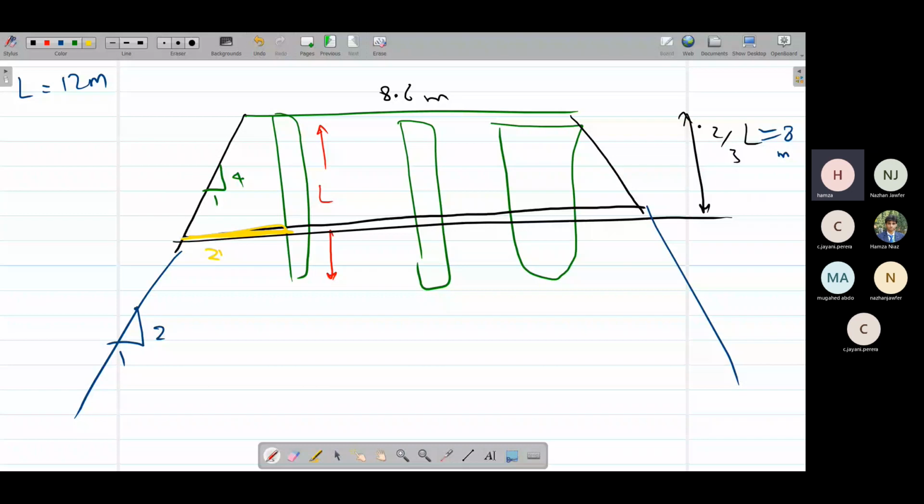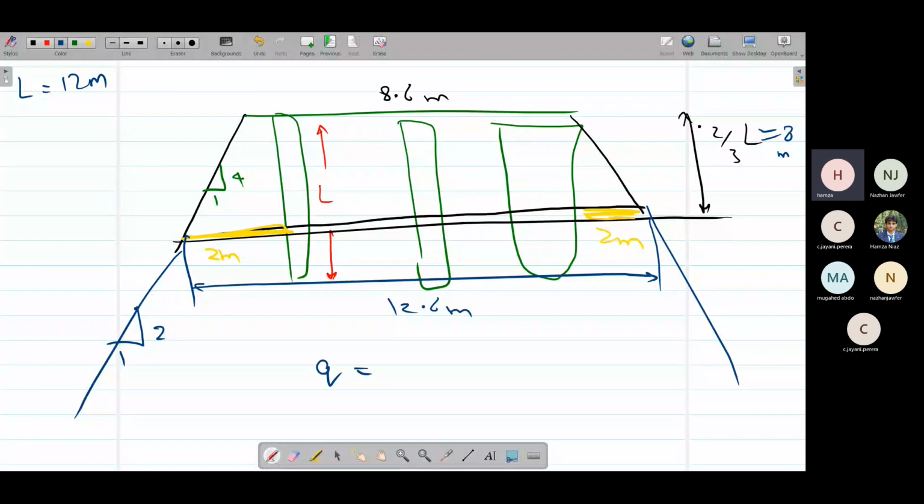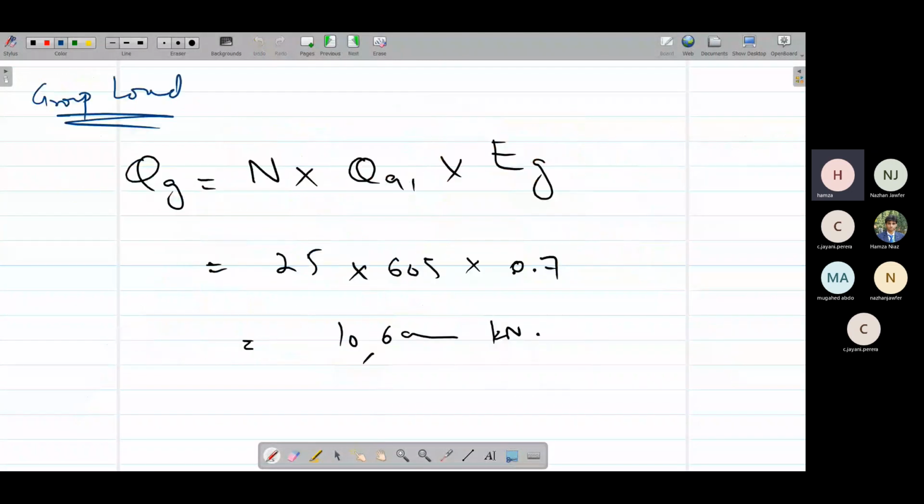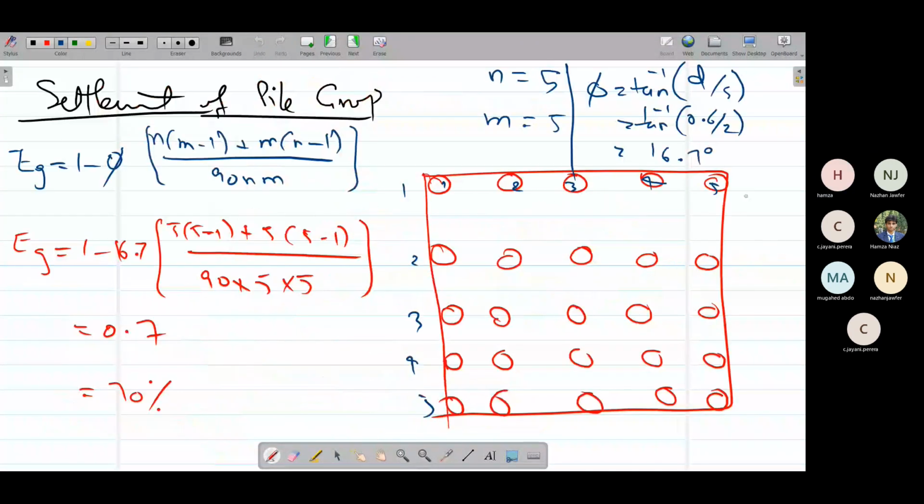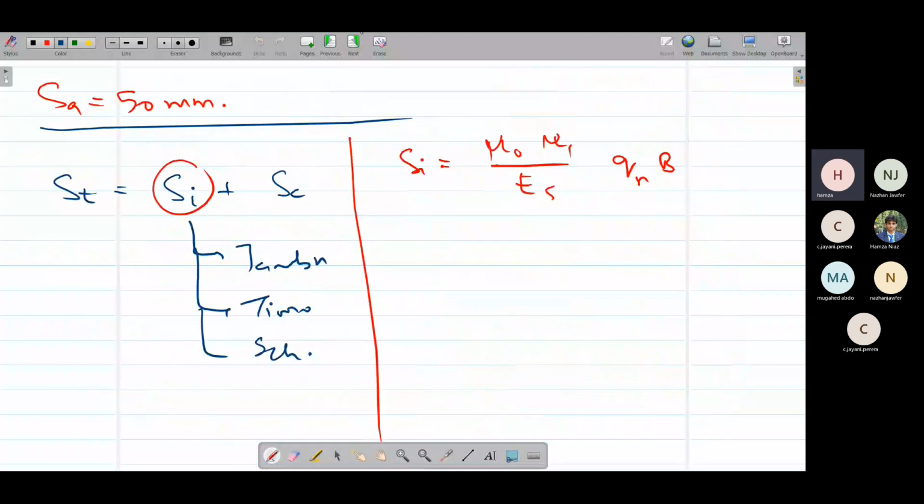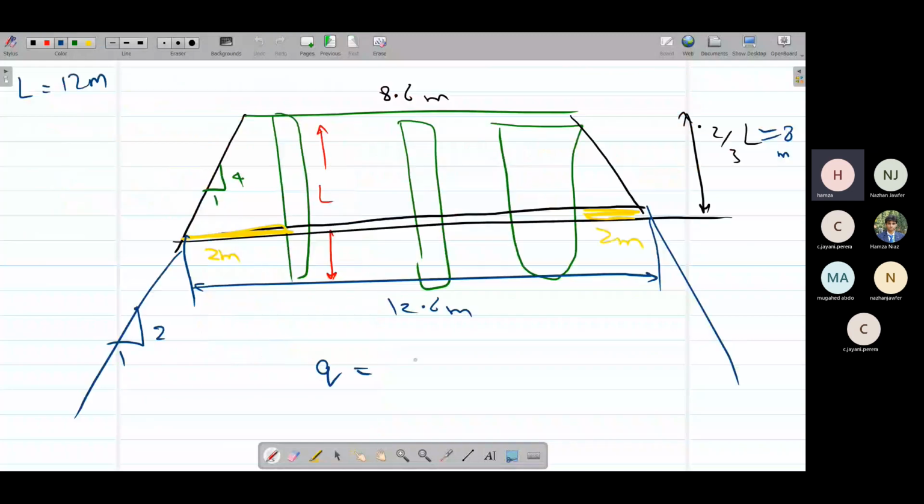You can do the whole method. So we can calculate this whole width. This width is 8.6 plus 4, which is 12.6 meters. As the pile cap is a square footing, this whole pile cap is a square footing, like this and this. So our Q would be the total load. Total load we have as 12,000 kilonewtons, divided by 12.6 times 12.6. So this way we can calculate Q values.